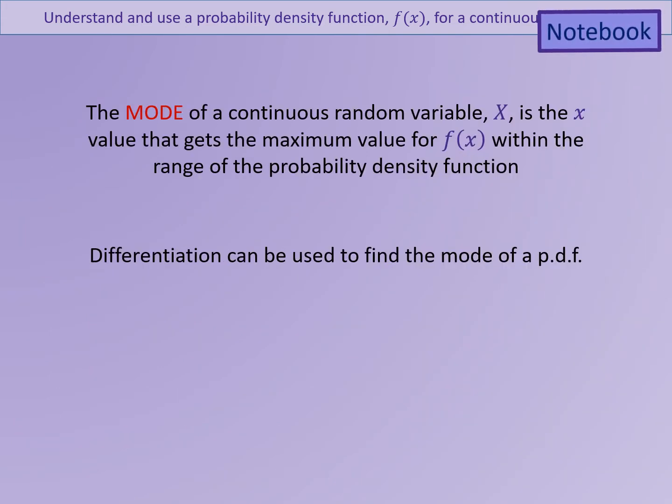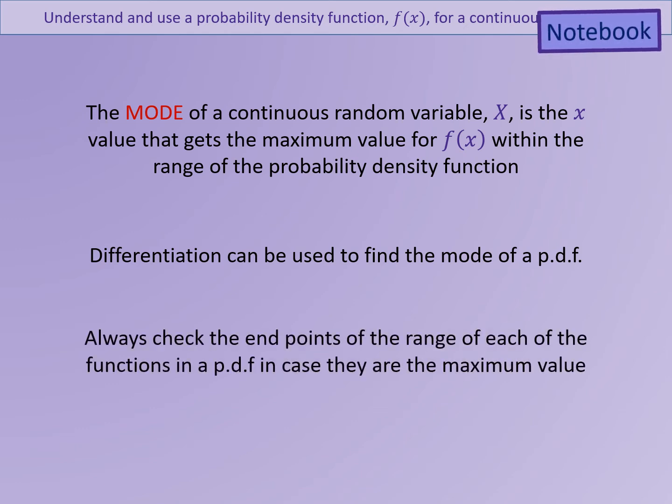The mode of a continuous random variable is the value that gets the maximum value for f of x within that range. Differentiation can be used to find the mode of a PDF, but you always need to check the endpoints as well, because these may be maximums without being stationary points. They may give a higher value of f of x, but not have a gradient of 0, so therefore they wouldn't be found by differentiation.